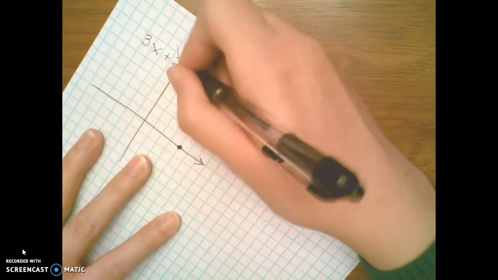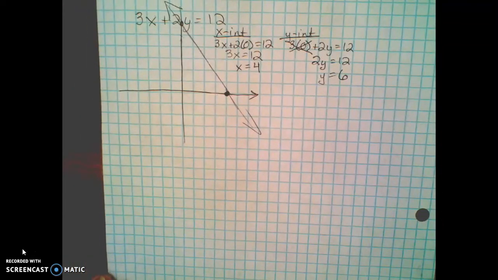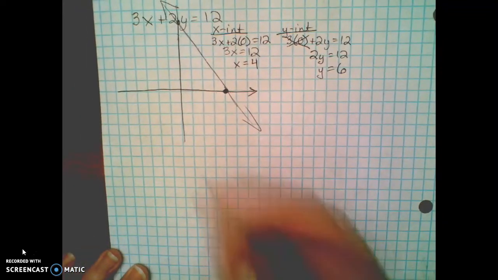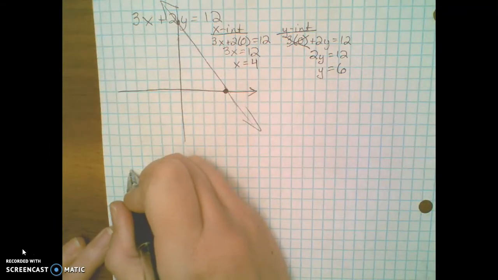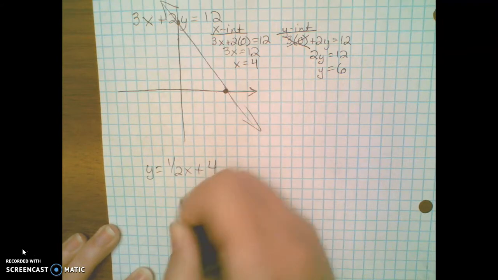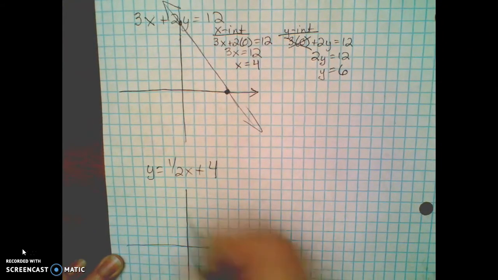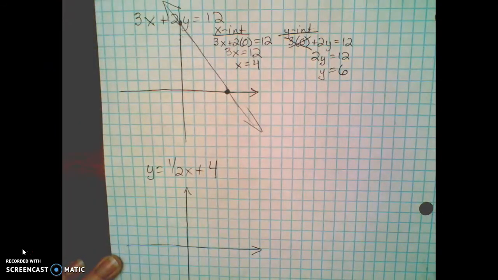And then you just draw between those 2 points, and that's your graph. So that's if you have standard form. If you have, like the second one, y equals 1/2 x plus 4, the slope-intercept form, and this is what you probably spent the most time on last year.